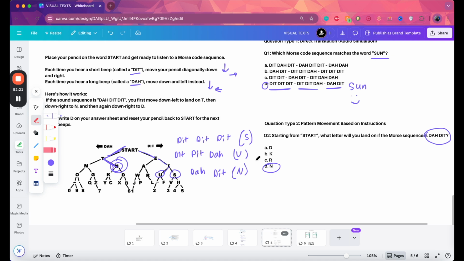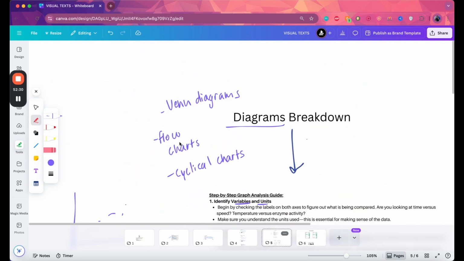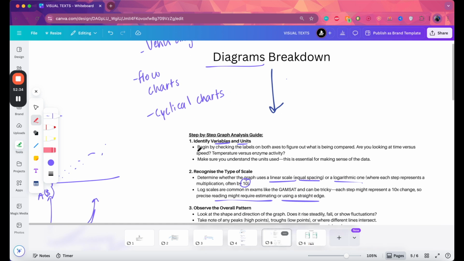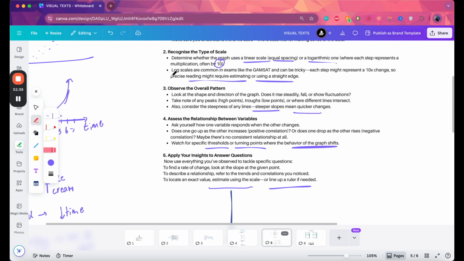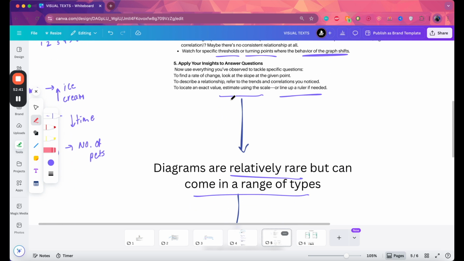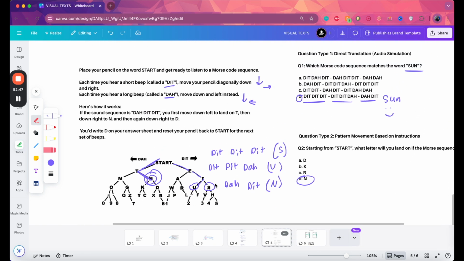There are many diagram questions they can ask you in the GAMSAT, and it's not just limited to these diagrams. Like I mentioned before, you might end up getting a Venn diagram. You might end up getting a flow chart. You might end up getting some sort of cyclical chart. But try and identify variables. Try and recognize data types. Try and follow these different strategies to help you break it down, at least in some way, and understand the diagram. But yeah, so that's how you approach and break down visual text, so both cartoons and diagrams.